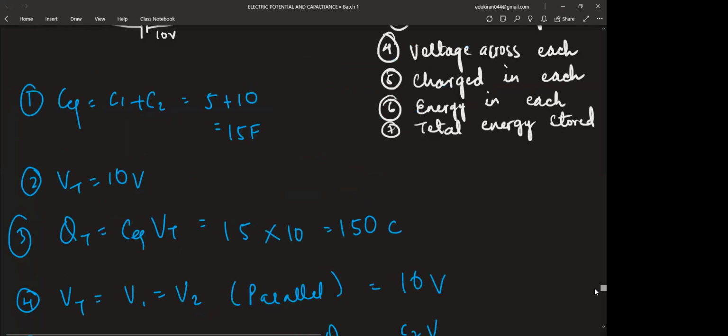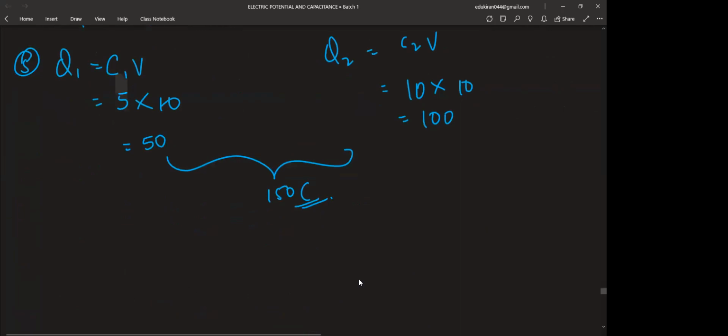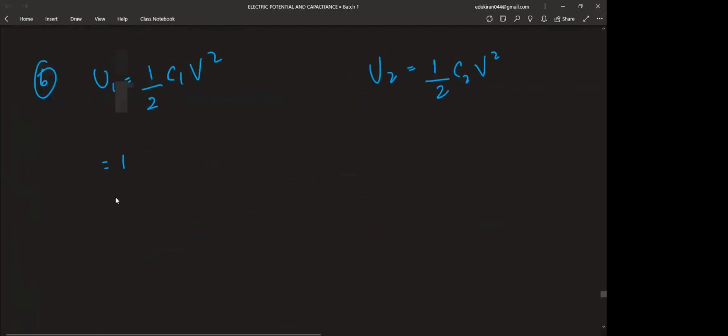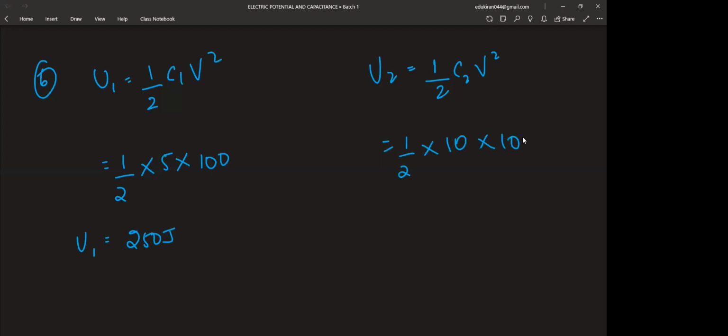Sixth is energy in each. When we are calculating the energy stored in each, it will be half C1 V square, and here half C2 V square, not V1 and V2, because potentials are the same here. So half C1 is 5, V square is 100. So 500 by 2, 250 joules, U1. What about U2? Half into 10 into 100, 1000 by 2, 500 joules, U2.